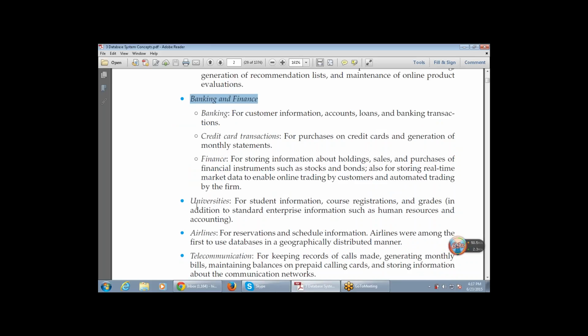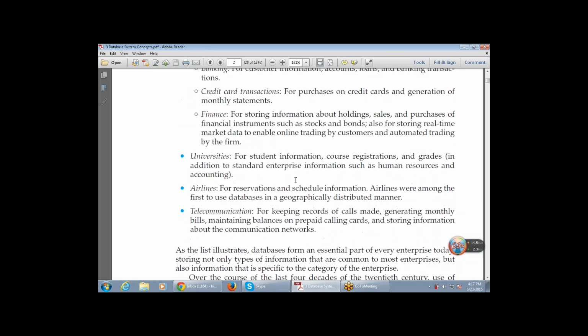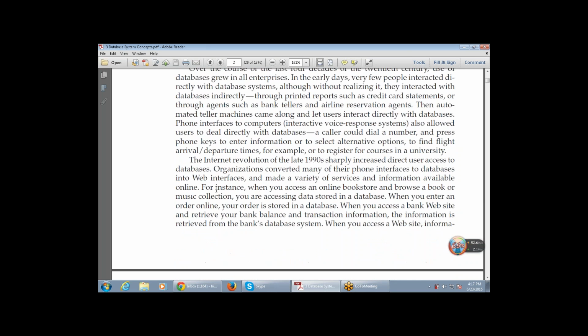Then next is universities. It is also used in universities for the updating of results of various students. Then it is used in airlines for the reservation system and for schedule information. Then telecommunication, that is, how to communicate with each other. That is also one of the major application areas of the DBMS.